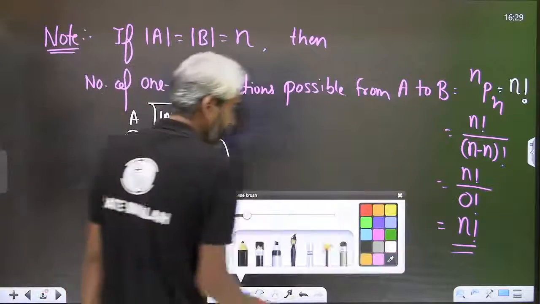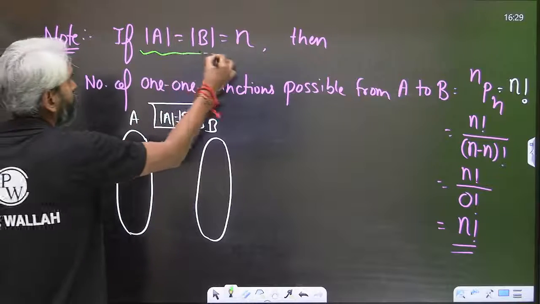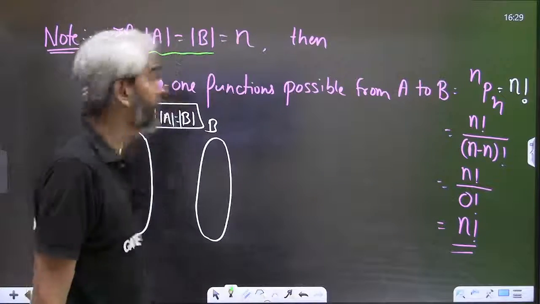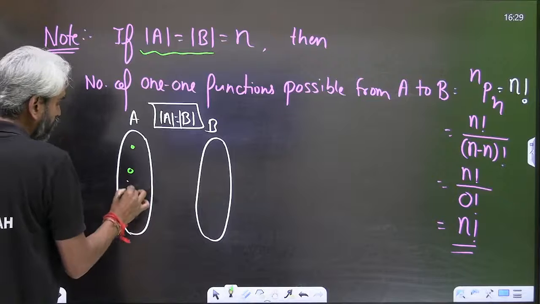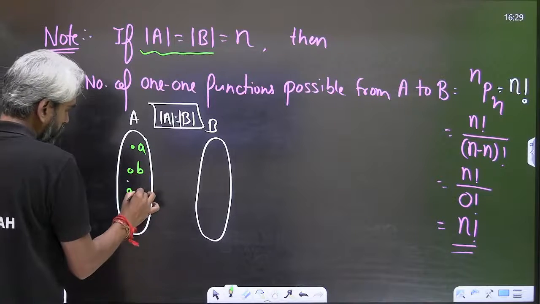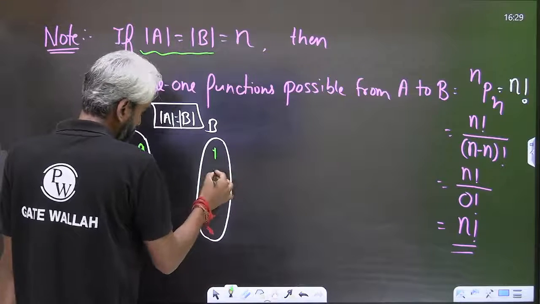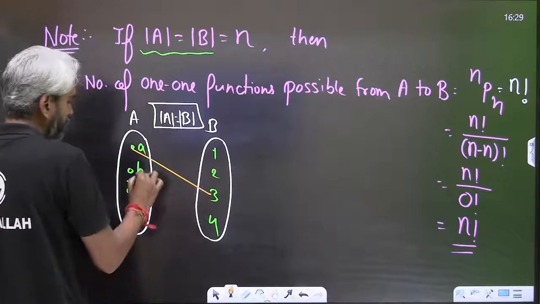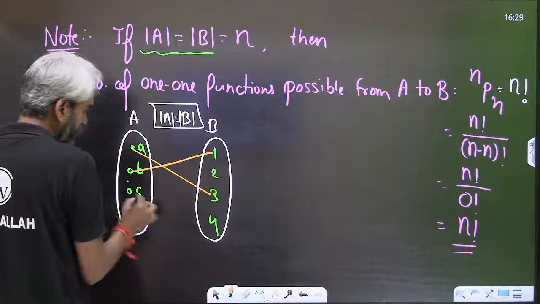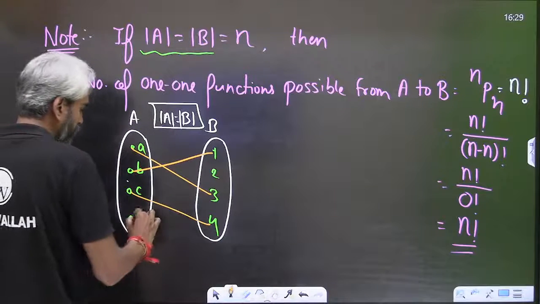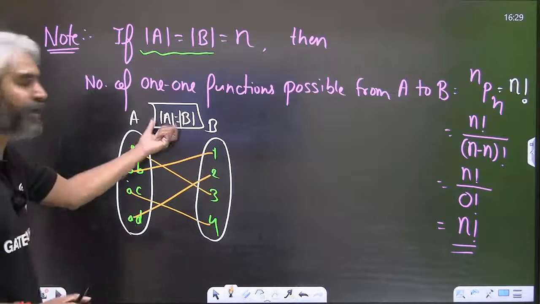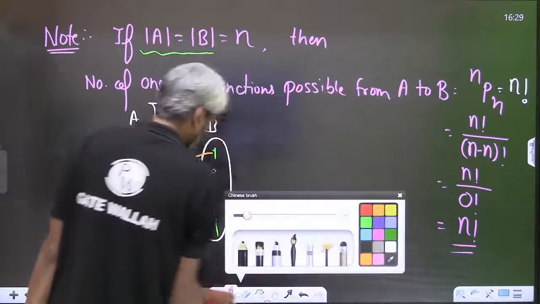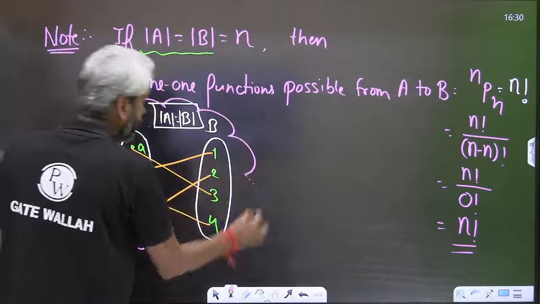Now please try to understand. What did I say? If mod A equals mod B, then the number of one-one functions possible from A to B will be n factorial. But my question is, if mod A equals mod B, then try to construct any one-one function. Let's assume A relates with 3, fine. B relates with 1, fine. Now C cannot relate with 1 and 3. Therefore, let's assume that C relates with 4 and D relates with 2. So do you realize, if mod A equals mod B, then every one-one function is guaranteed to be onto.